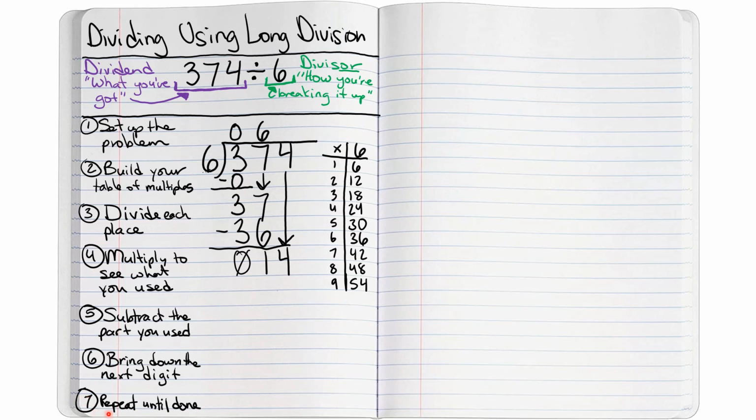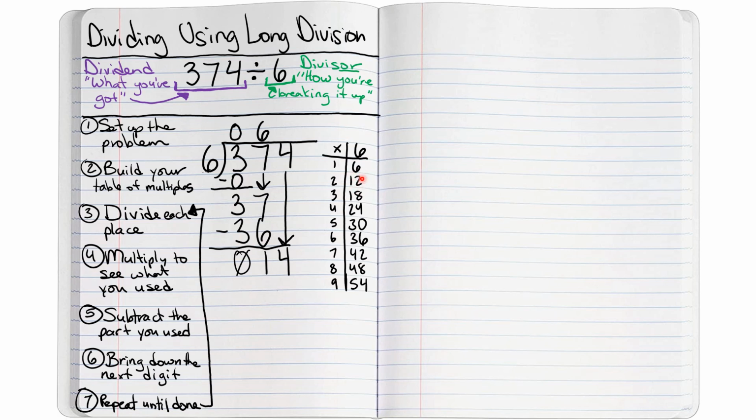In my steps, it tells me to repeat until done. So now that I brought that one down, I'm going to go back up. In fact, I'm going to ask you to draw this arrow with me. Back up to divide. That's where we go back up every time we repeat. So now I'm going to divide again. I'm working with the number 14, and I need to figure out 14 divided by 6.